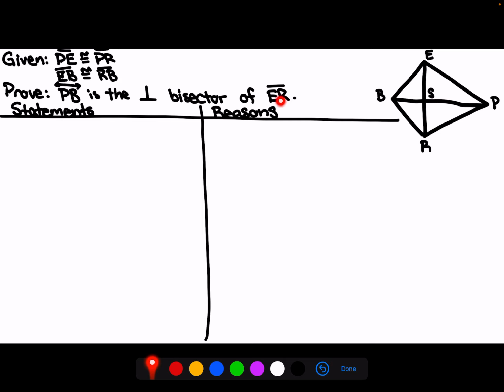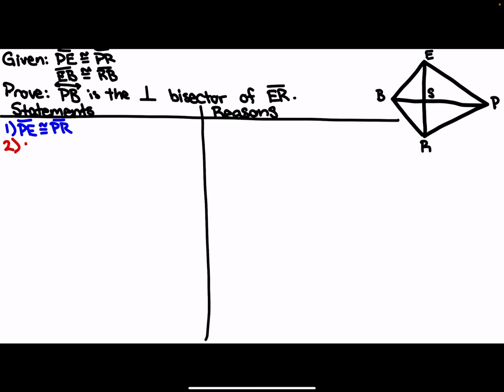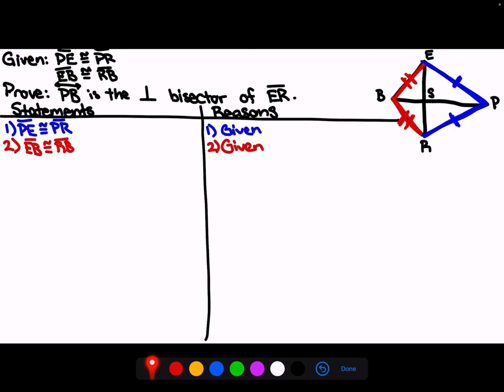So, of course, we're going to go ahead and start off with our given information. PE is congruent to PR, and EB is congruent to RB. Now, at this point, all of these proofs are going to be detour proofs. So we're going to need to prove that two triangles are congruent, and we're going to have to do that twice with two sets of triangles. From there, we will be able to prove that it's a perpendicular bisector.